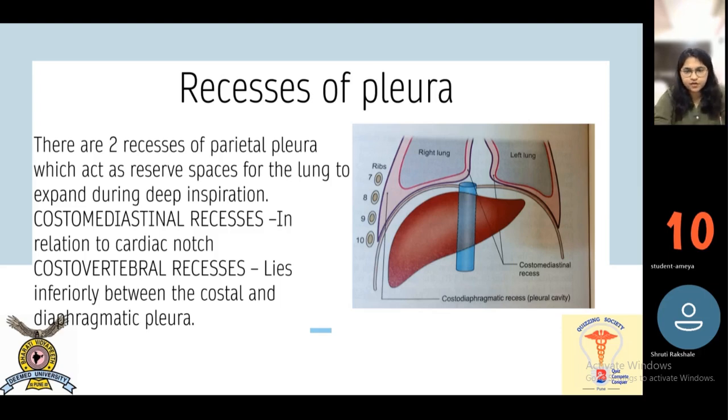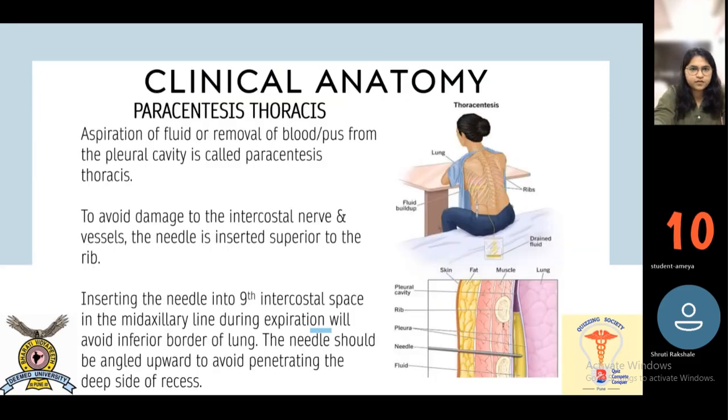See the applied anatomy now. Starting with paracentesis thoracis. It is basically the aspiration of fluid or removal of blood or pus from the pleural cavity. It is called paracentesis thoracis. The patient is supposed to sit in upright position so that the fluid is collected in the recess below.